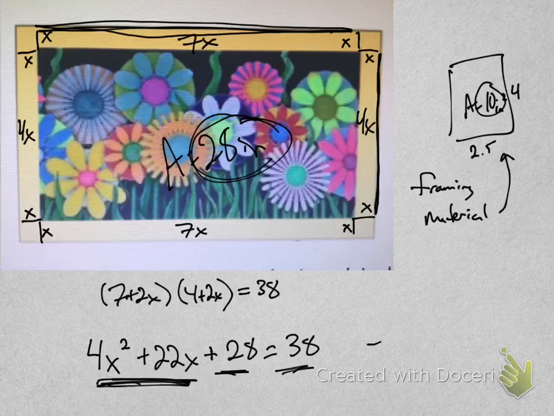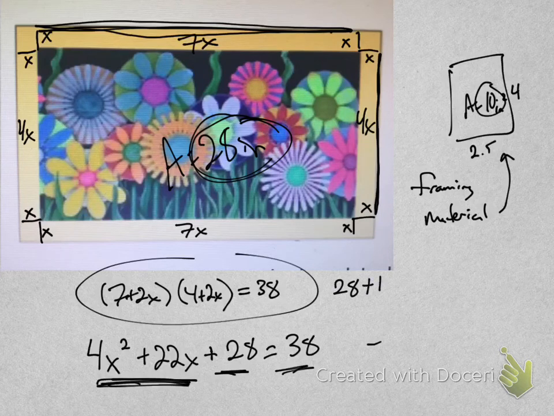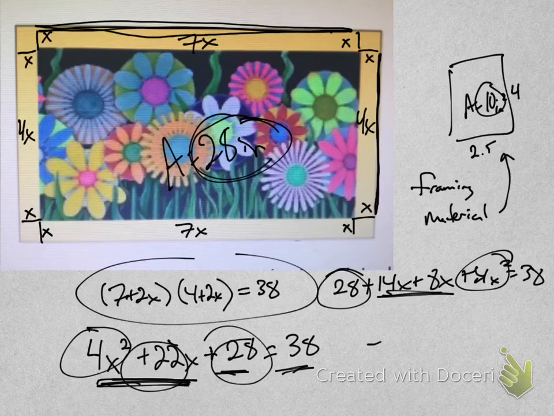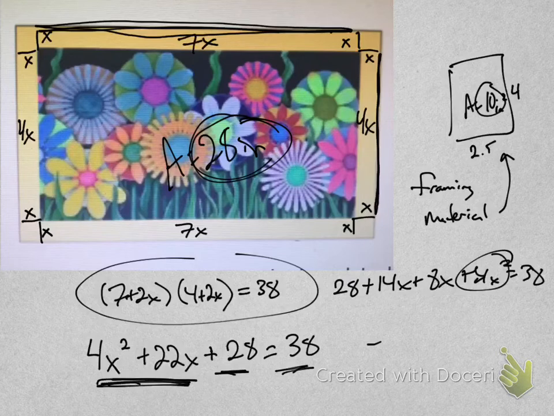And you might be like, Mr. Mack, how can we have 2 equations for the same thing? Well, check this out. If I distribute this, I get 28 plus 14x plus 8x plus 4x squared equals 38. 4x squared, 22x, 28. It is the same equation to model area. One's in standard form, one's in factored form. It's all just about using what we know about equations and an unknown variable.